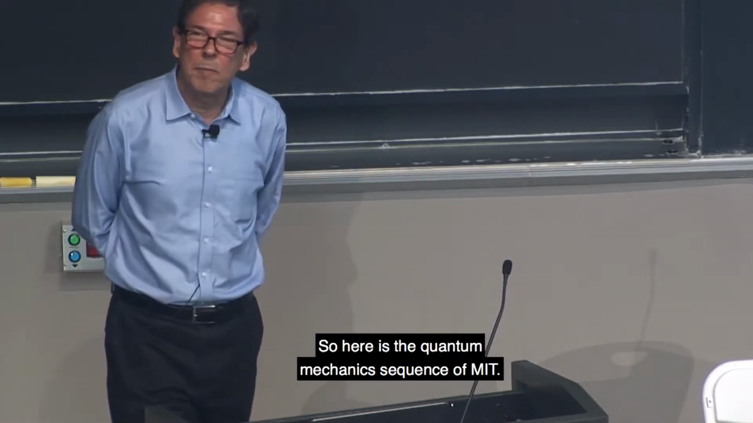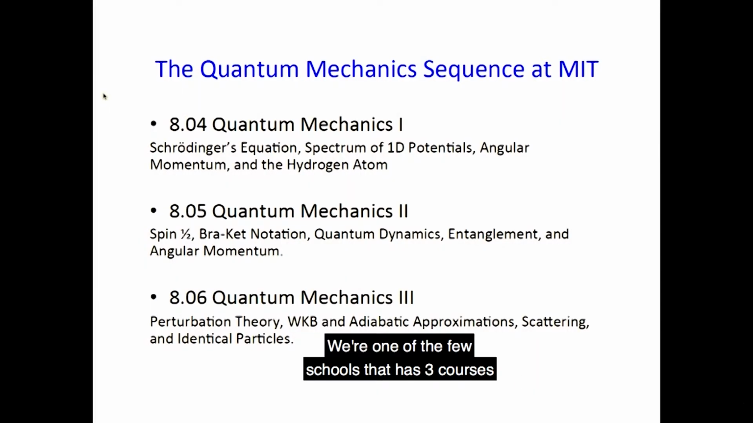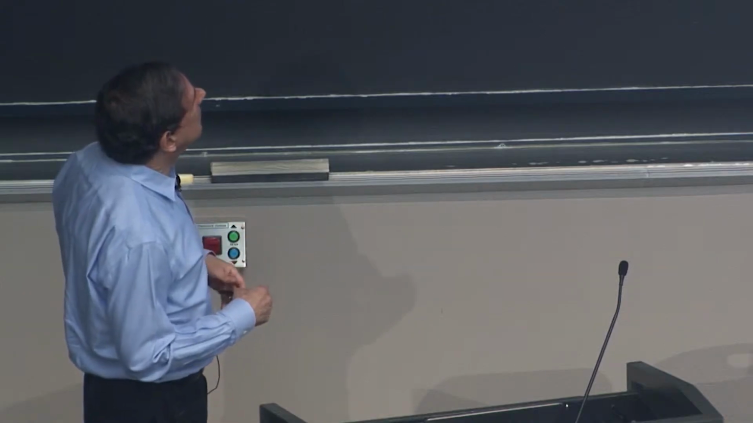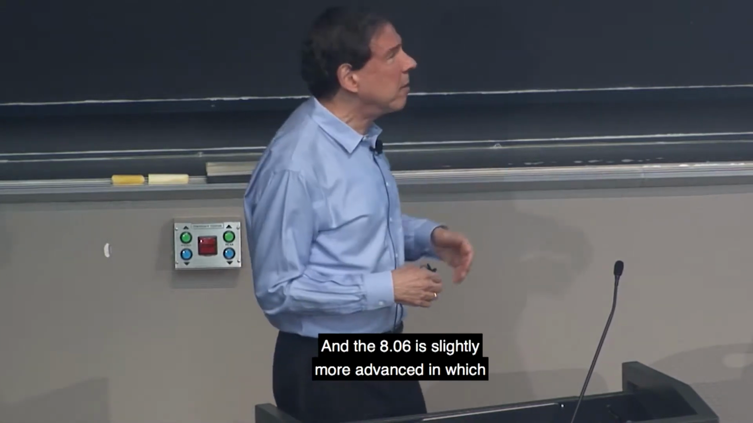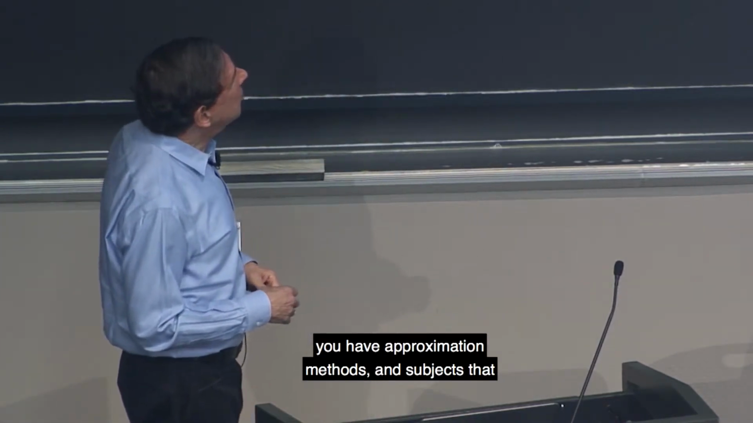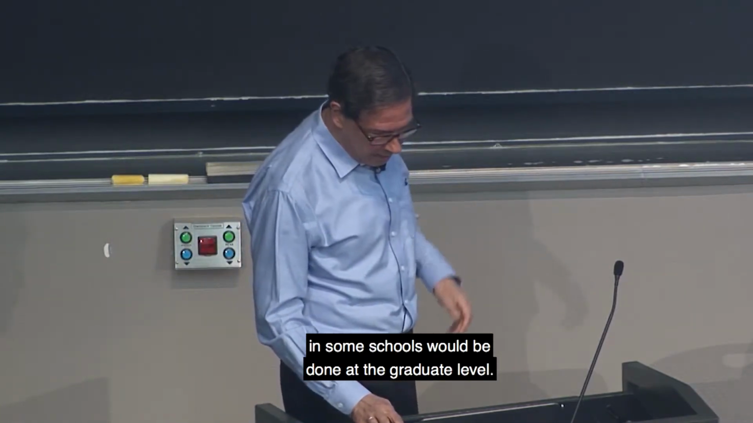So here is the quantum mechanics sequence at MIT. That's how we teach the subject. We're one of the few schools that has 3 courses at the undergraduate level. This is 804, the first course in quantum mechanics, where you learn some of the basics of the subject. In 805, you get into spin 1/2, bracket notation, dynamics, entanglement, and angular momentum. And 806 is slightly more advanced, in which you have approximation methods and subjects that in some schools would be done at the graduate level.